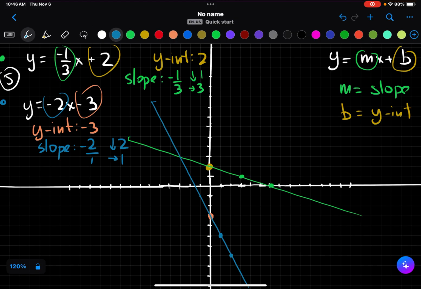There we go. And where do they intersect? Well, right back here, which happens to be at x is negative 3 and y is positive 3. So negative 3, 3 is the solution for this particular system of equations. So let me know if you have any questions. Pause this if you need to, and let's go ahead and set up for number 6.